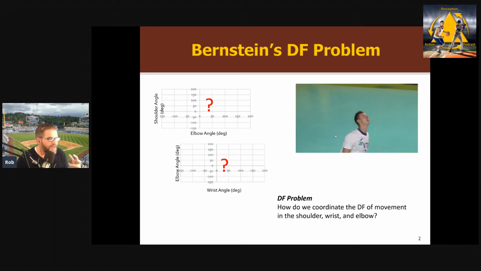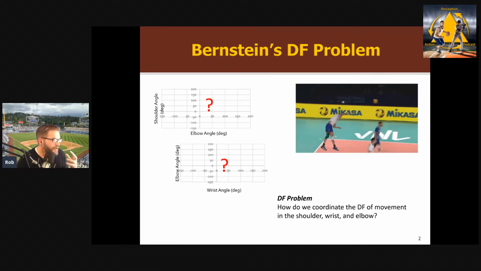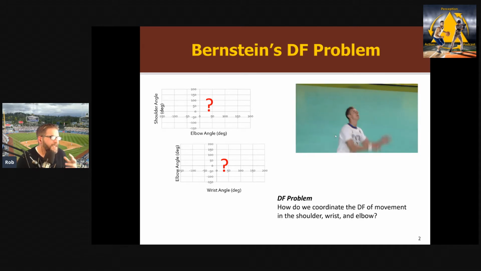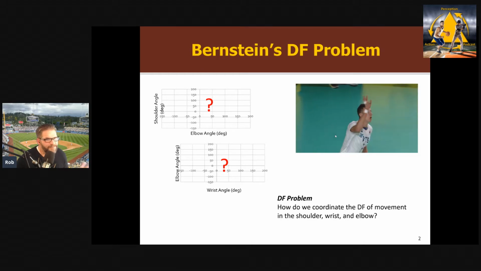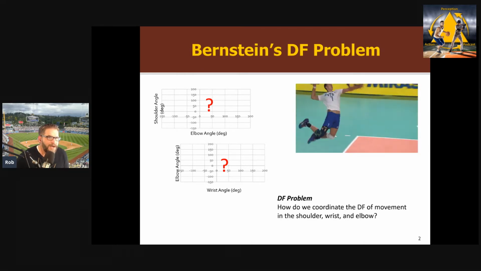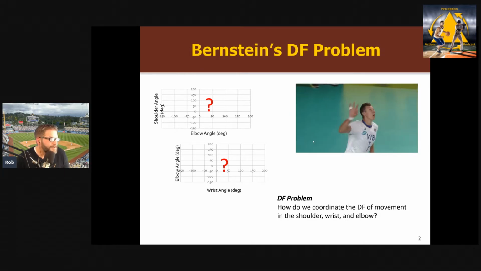I've shown there the state spaces for your elbow and your shoulder angle. How do we decide which of those to use? Which combination of shoulder, elbow, and wrist angles in serving the volleyball, right? So that's the basic degrees of freedom problem that Bernstein proposed, right?